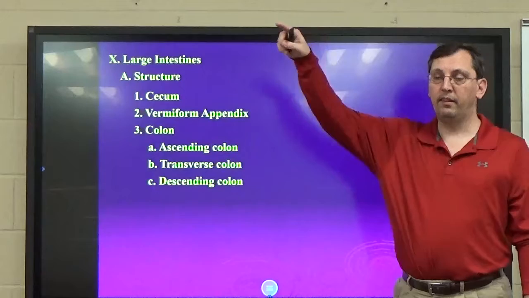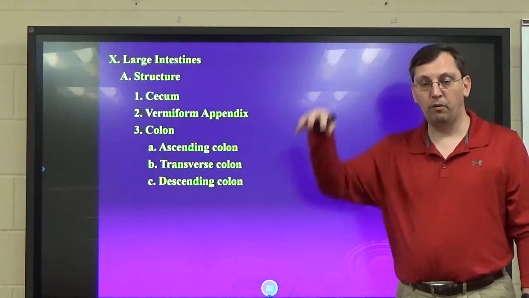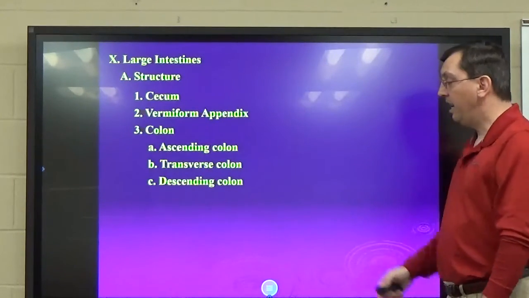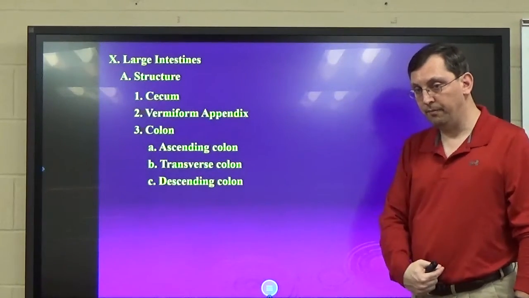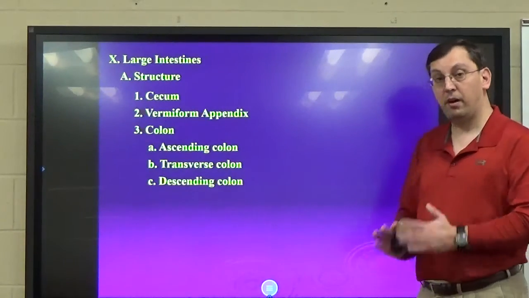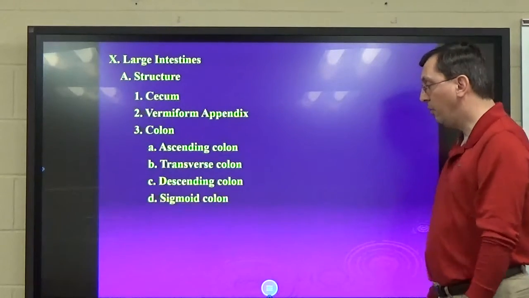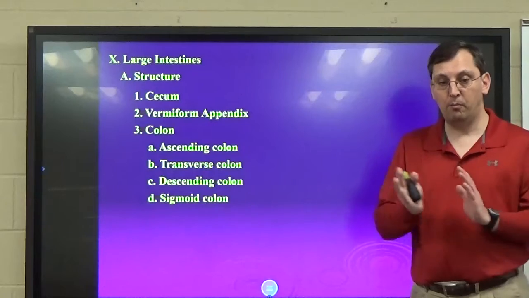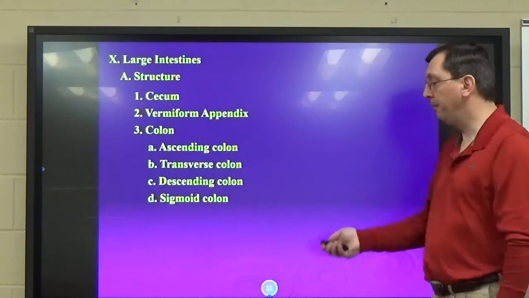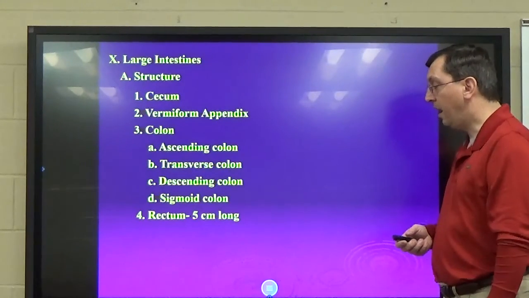So it's going to make a little bit of an upside down U or a little bit of a box structure. It's going to get back to the center of the body because it's going to go up, over, and down. Get back to the center so it can come out in a common opening that we have. It's called a sigmoid colon. It's called that because it makes a little S shape and moves back towards the center of the body. The end of that, after that, is the rectum.